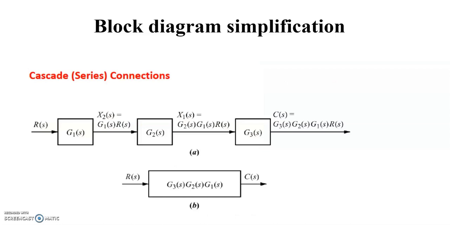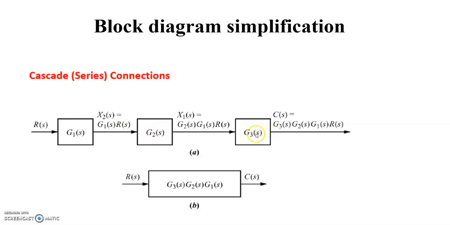Next, when the blocks are connected in series, that means cascade, how is it reduced? Here I am taking three blocks connected in series or cascade: G1, G2, G3 are connected in cascade. So what is the output for this one? The product of these two. Similarly, the output of this one is the product into this signal.